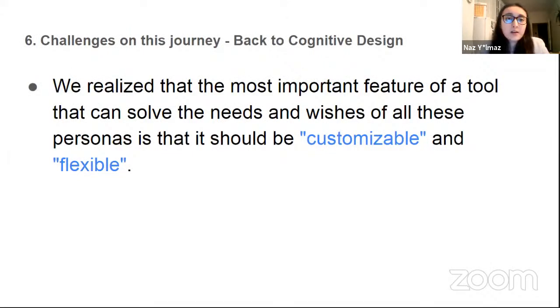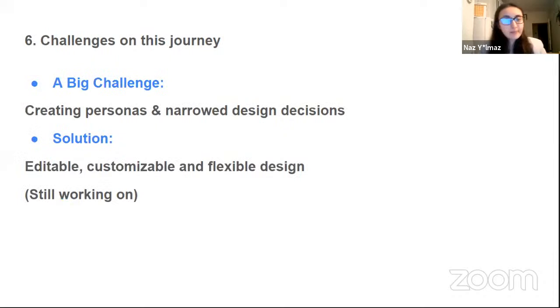So, what are our challenges on this journey? Just back to cognitive design. We realized that the most important feature of a tool that can solve the needs and wishes of all these personas is that it should be customizable and flexible. So, the big challenge: creating personas and narrowing the design decisions. We start here. We find the solution, an editable, customizable, and flexible design, and we are still working on it.